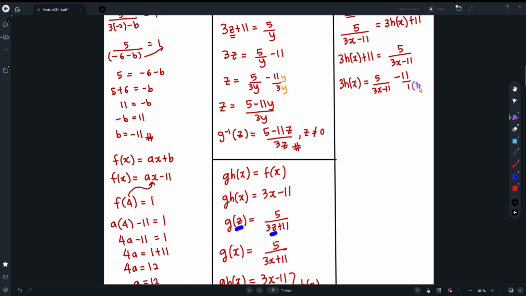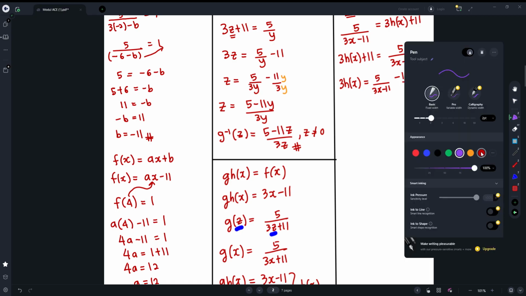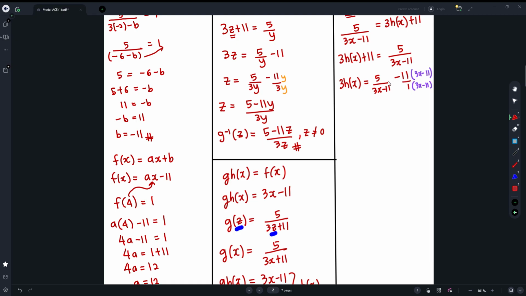So I'll multiply with 3x minus 11 here, and then I'll multiply with 3x minus 11 here. So this particular step will make my two terms become a single term. So I'll end up getting 3hx equals 5 minus 11 bracket 3x minus 11 at the numerator, and at the denominator it becomes just one term, which is 3x minus 11. So 3hx will be equivalent to 5 minus 33x plus 121 over 3x minus 11.